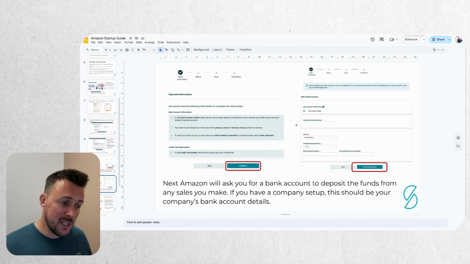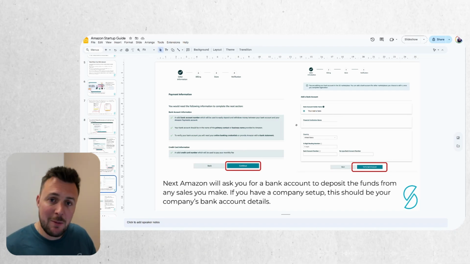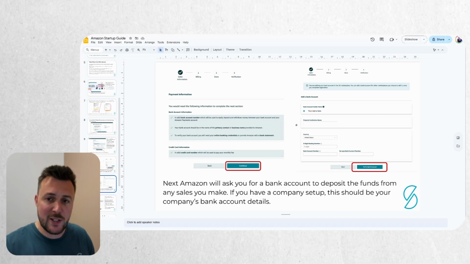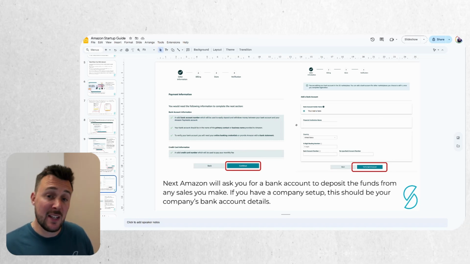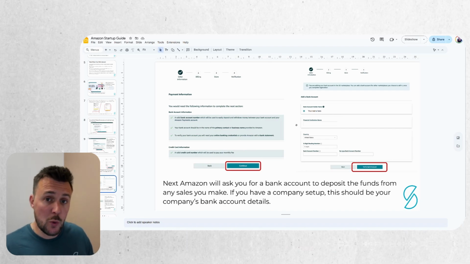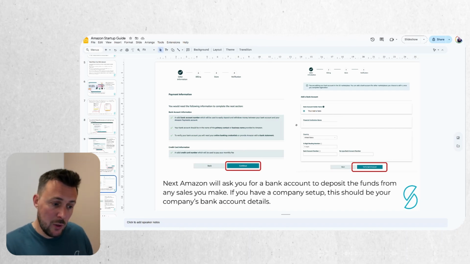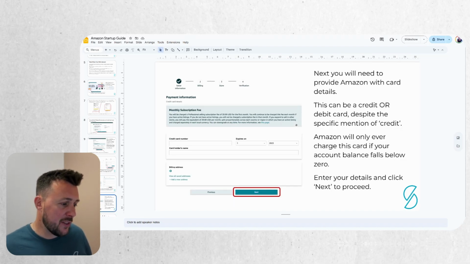So make sure that this information is correct and that the bank account that you use is in the same name as the person that you're registering as. So if you are registering as a limited company or LLC, the bank account needs to belong to that limited company or LLC. If you're registered as an individual, the bank account needs to be in that name too. So go ahead, enter that information, click verify bank account, and you can move on to the next step.